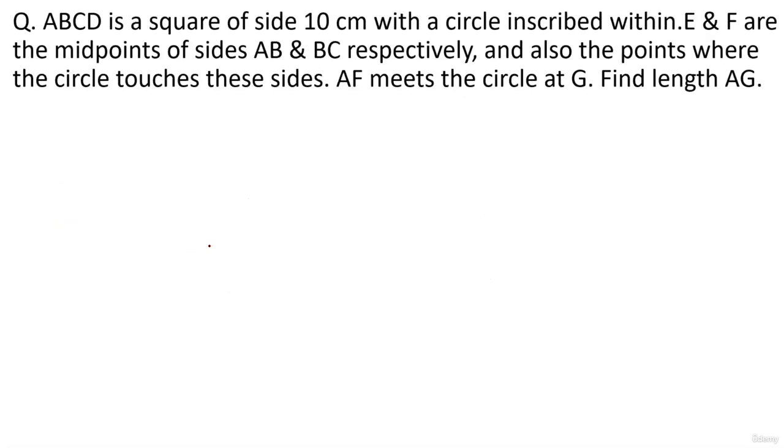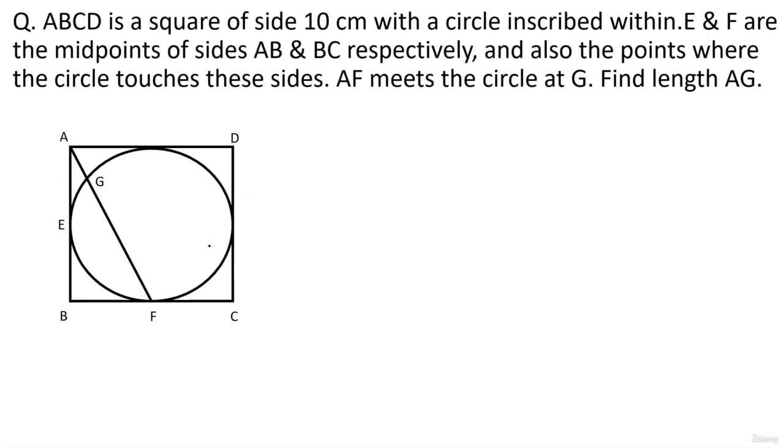ABCD is a square of side 10 centimeters with a circle inscribed within. E and F are the midpoints of sides AB and BC respectively, and also the points where the circle touches these sides. AF meets the circle at G. Find the length of AG in this case. So you can try it out and then you can pause the video, then we'll discuss.